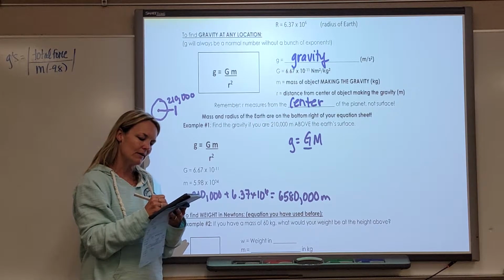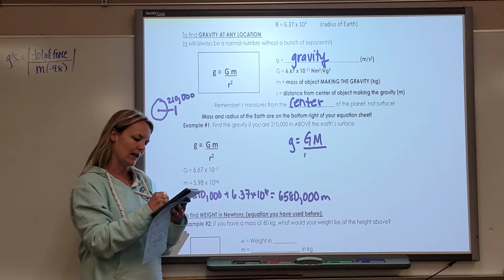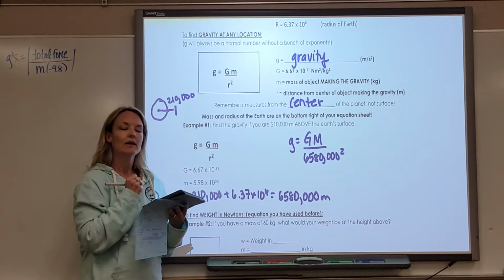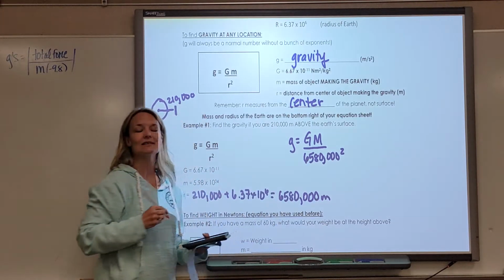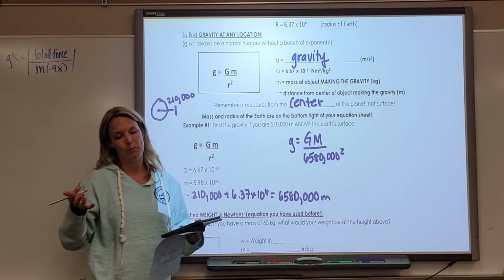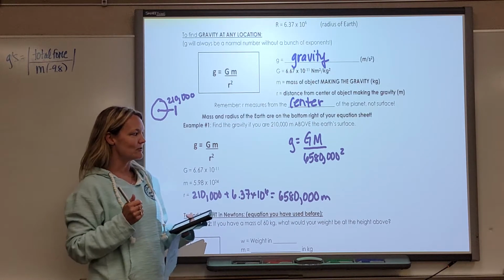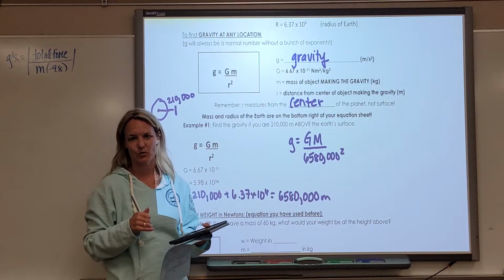And then we need to multiply those together and divide it by the radius squared. We have to remember to square this. If you don't, you're going to get a really, really big number. That's the most common mistake, forgetting to square your R.